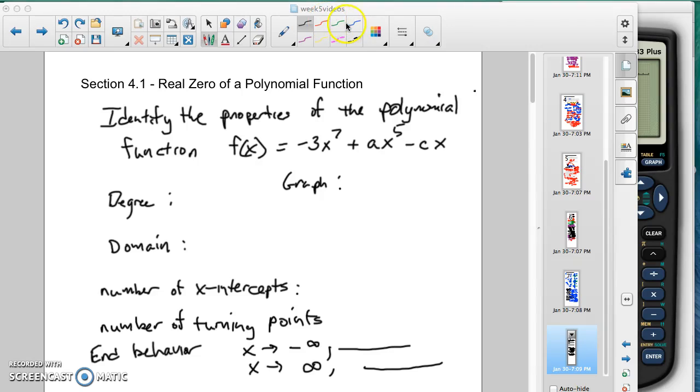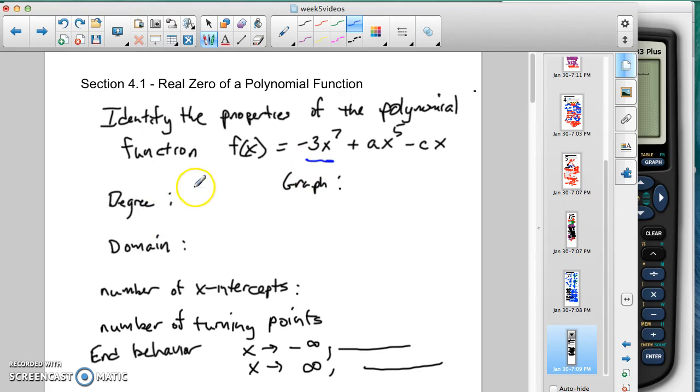Welcome. In this final video of 4.1 in week 5, we'll be looking at real zeros of a polynomial function. And we're going to review some of the properties of a polynomial function that we discussed earlier. We're going to start with this function that's not completely defined, but it has a lead term of negative 3x to the 7th. So when we look at the function, we should be able to answer a lot of the questions about the function depending on this lead term.